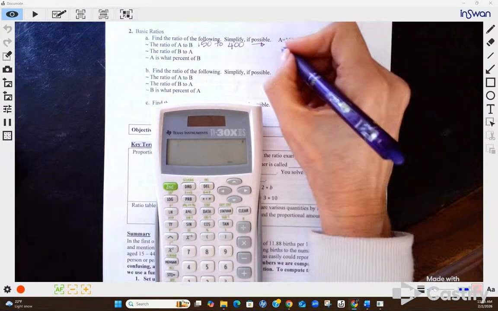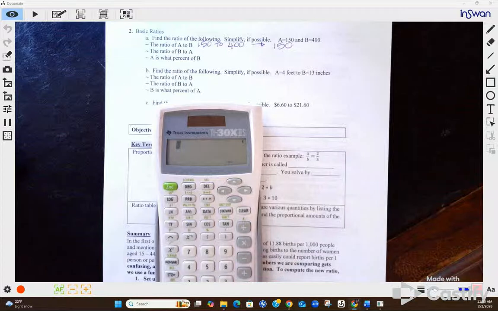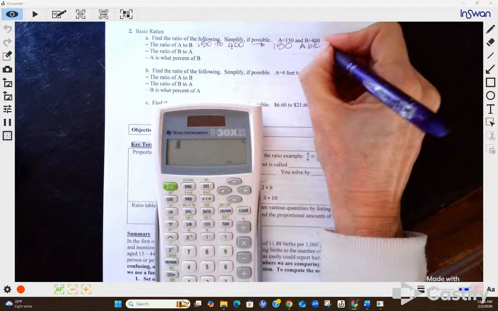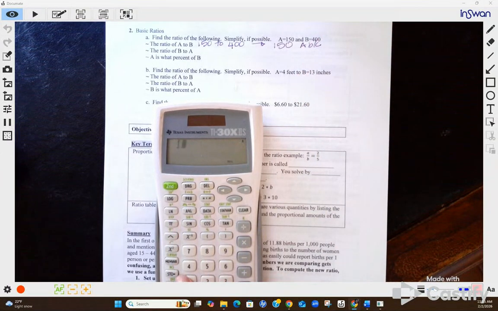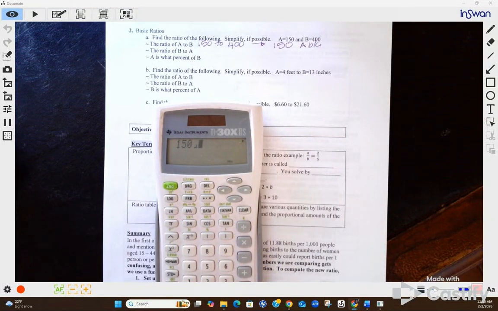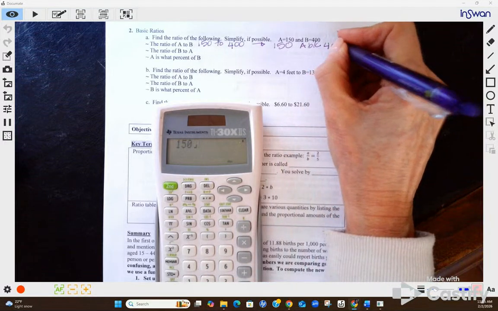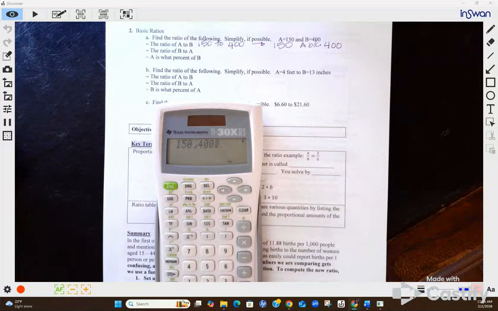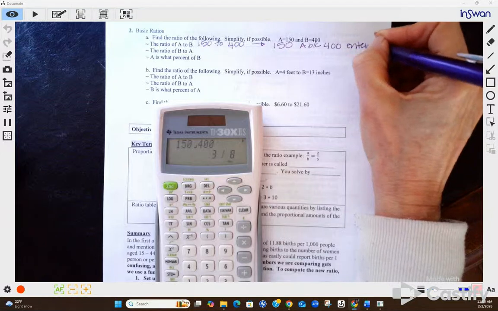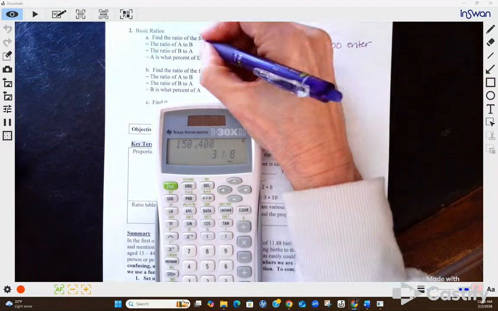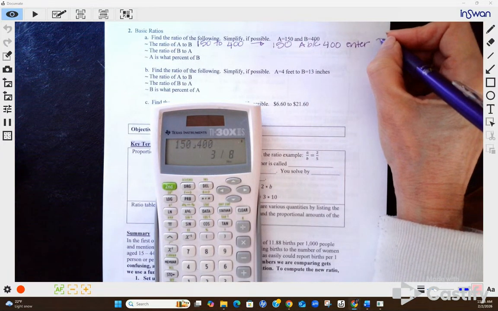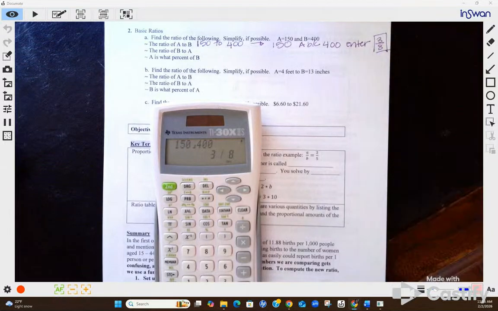So you would type in the 150, and then there's this key right here, A, B/C. You hit that. So let's see, 150. Type the A, B/C, and it gives you a little comma. Then you type in the other number, the 400, and you hit enter, and it's going to give you 3/8. So basically it's reducing this fraction, 150 over 400, down to its lowest terms. So 3/8 would be my answer here.